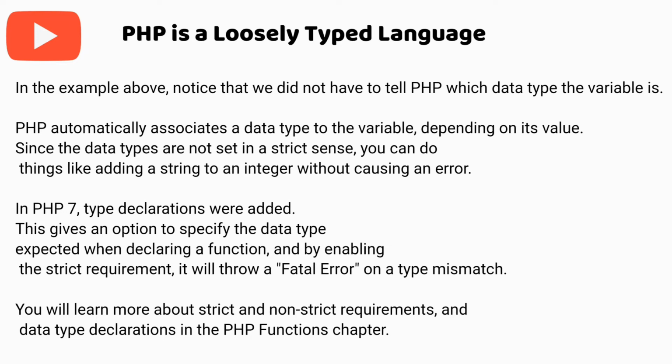In PHP 7, type declarations were added. This gives an option to specify the data type expected when declaring a function, and by enabling the strict requirement, it will throw a fatal error on a type mismatch. You will learn more about strict and non-strict requirements and data type declarations in the PHP functions chapter.